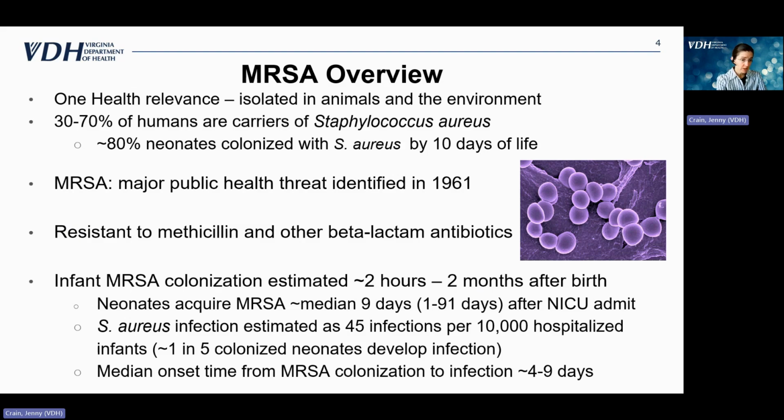So when you think about Staph aureus and prevalence, Staph aureus infection is estimated at 45 infections per 10,000 hospitalized infants. So about 1 in every 5 colonized neonates develop this infection. And the median onset time from MRSA colonization to infection can also range from an average of 4 to 9 days. So just think about this in context of the line list when you're looking at the details in this exercise.